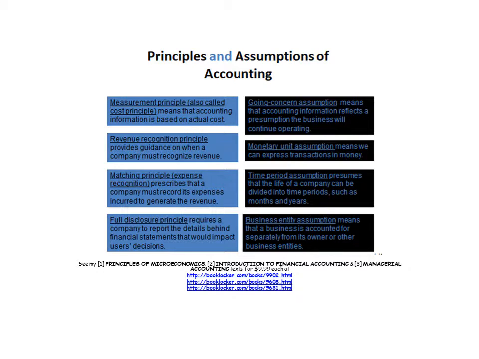These are the principles and assumptions of accounting. Far left-hand side first. The measurement principle, also called the cost principle, it's also called the historical cost principle. And all that says is that we want to record transactions at their historical cost. If I pay $100,000 for a building, I want to record it as an asset at a historical cost of $100,000. The revenue recognition principle.